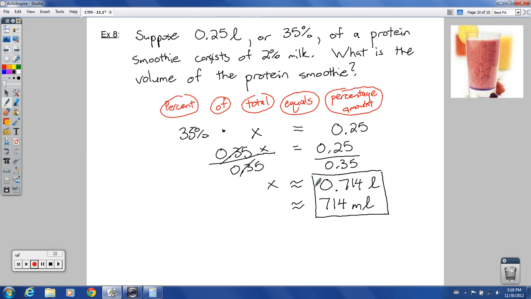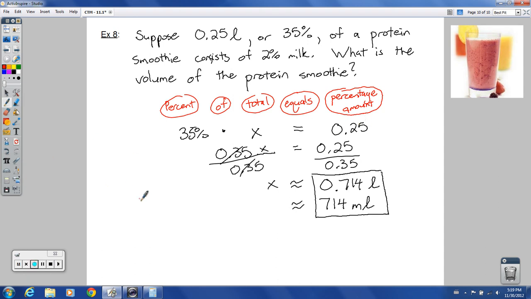Does that make sense? Is that reasonable to say that this number would be bigger than the 0.25? Yes, because the 0.25 represented this certain percentage of the whole thing. So it should get bigger. Our total should be bigger than the percentage amount that we had right here.